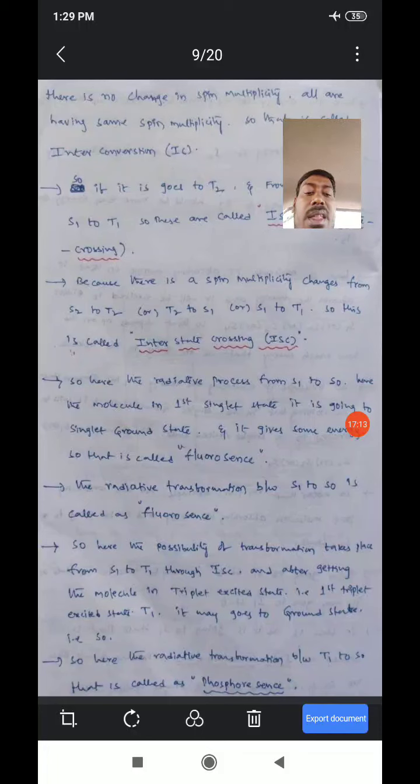Here is the radiative process from S1 to S0. The molecule in the first singlet state goes to the singlet ground state, and it gives off some energy, so that is called fluorescence.